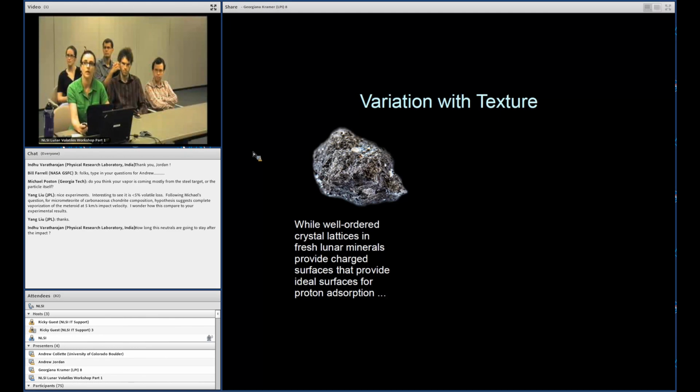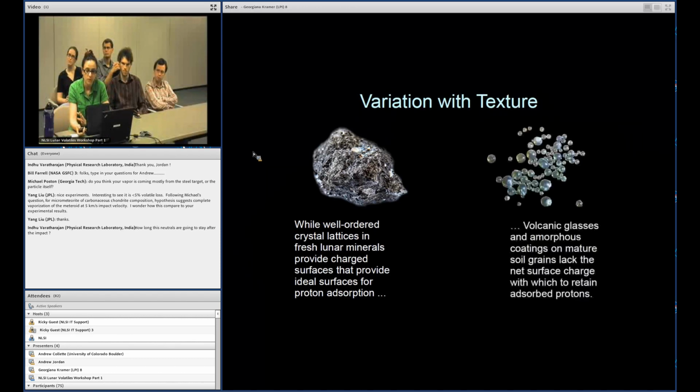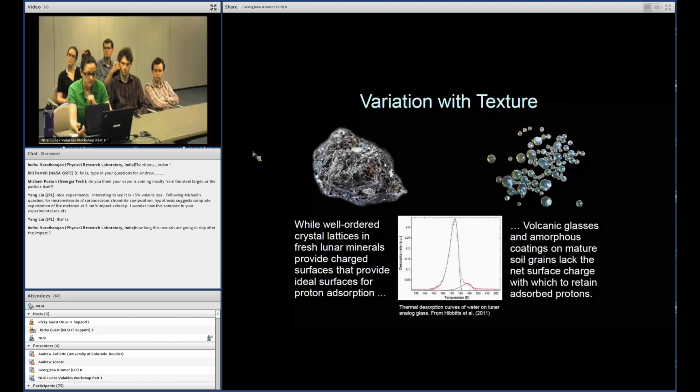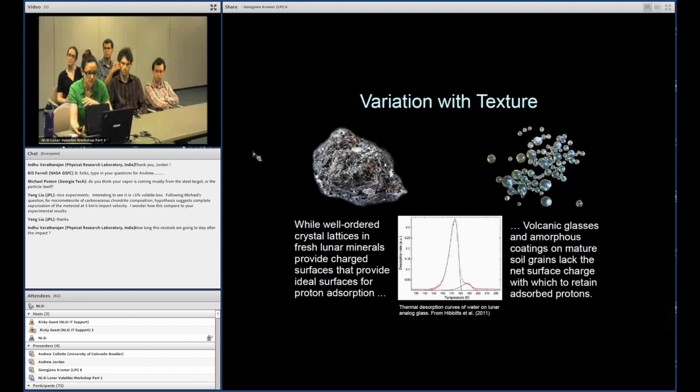As I just showed you, well-ordered crystal lattices and fresh lunar minerals can provide surface charge, or even charges internally, that can provide ideal surfaces for proton absorption. Volcanic glasses, however, and amorphous coatings on mature soil grains will lack a net surface charge or really any structure within which can retain absorbed protons. Or the weakly crystalline structure of the glass can allow for easier and more pervasive diffusion both in and out. And here also being shown from the Hibbets et al. paper is thermal desorption curves of water on lunar analog glass, showing that it takes off at lower temperatures and pretty quickly and all at once.